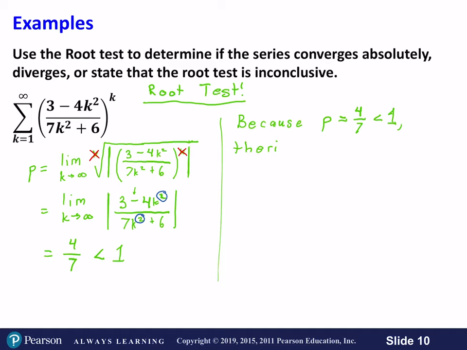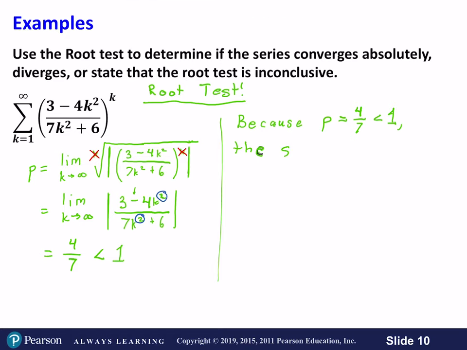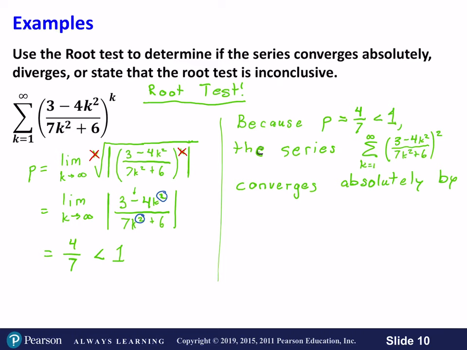the series, wow, I cannot write, the series of (3 minus 4k squared over 7k squared plus 6), that whole thing to the k power, converges absolutely by the root test. All right, and we're done. That's all we need to do.